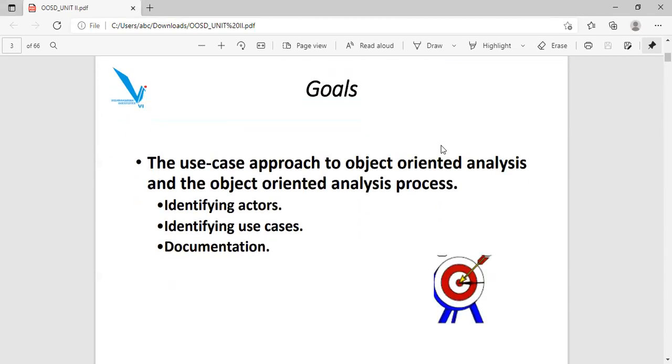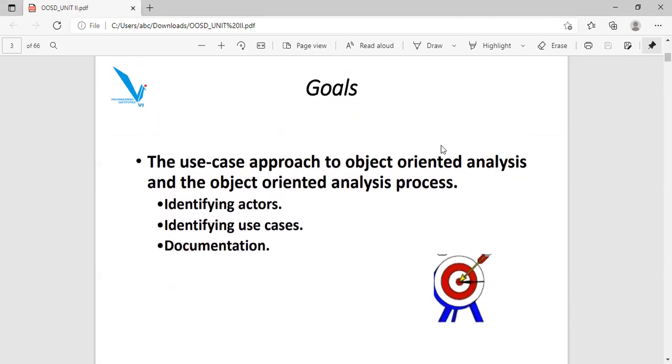In unit number 2, what exactly are we doing? We are understanding functional modeling. In functional modeling, we have to understand the object-oriented analysis process, where we understand use case modeling. We have to identify the actors, which get classified with the help of classification and generalization, and then identify our use cases and how the use case is going to communicate between the actor and the use case. That we will see in this unit.